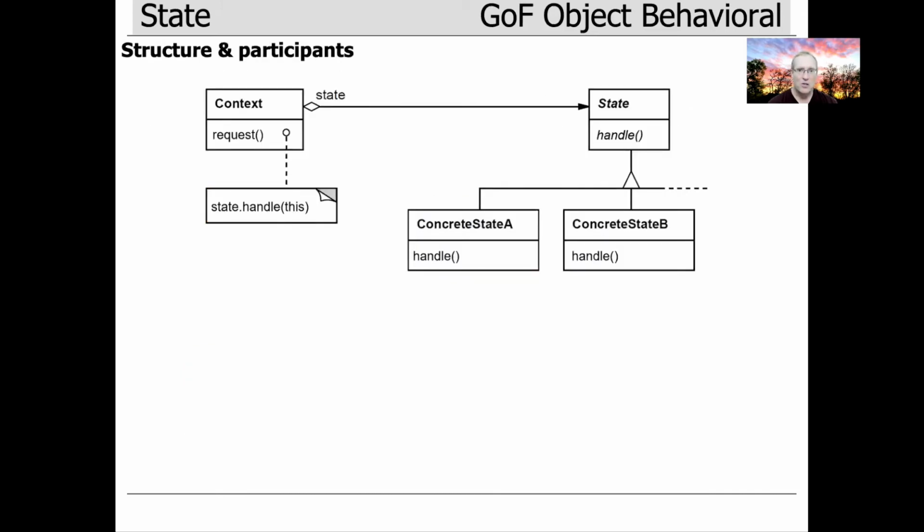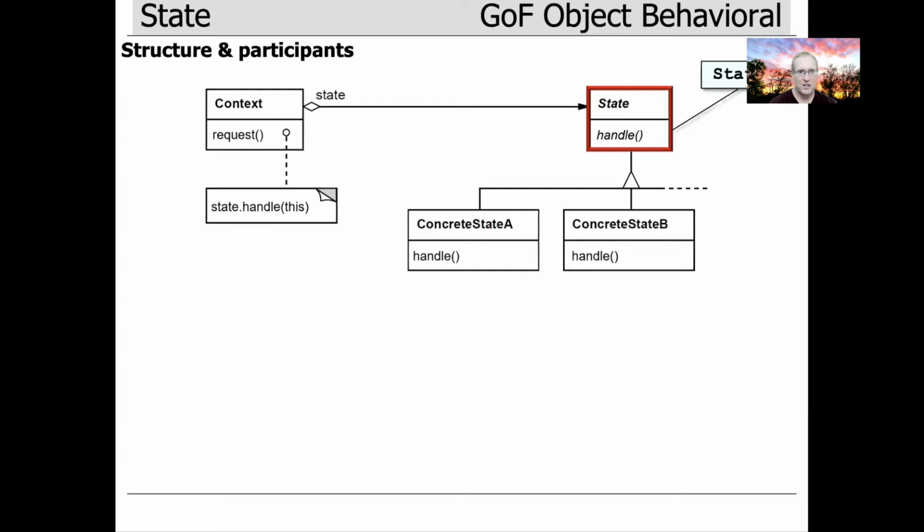So here's the overall structure and participants of the pattern. You'll see at first glance it looks a bit suspiciously similar to other patterns we've looked at. Most notably, it looks quite a bit like strategy. It looks quite a bit like bridge. And we'll talk about that because this is always the tricky part with the Gang of Four diagrams. You have to look at more than just the diagrams in order to be able to successfully deconflict what these patterns are trying to do.